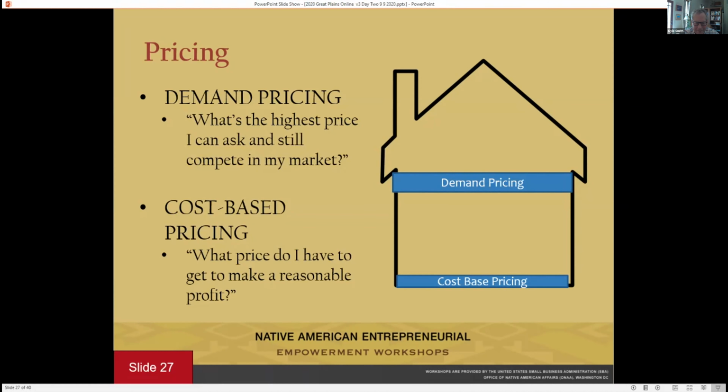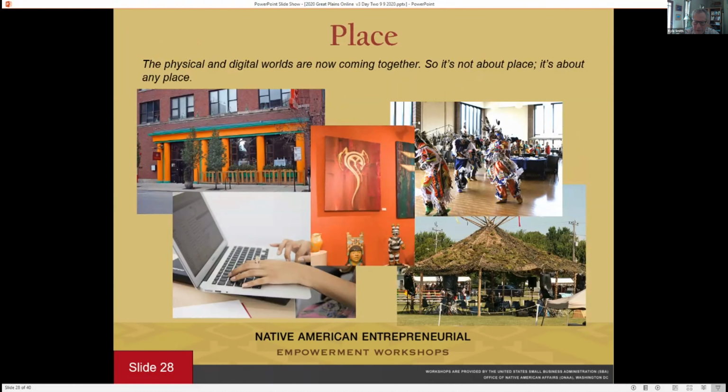So that's pricing. The other thing is you want to be thinking about place. And this is where John will talk a little bit about tomorrow, how these worlds are colliding. And one's replacing the other. And what we've seen is a lot of physical retail shops have closed up. And particularly with this pandemic, how that's impacted the access. So I'd like you to be thinking now about, it's not about a single place.